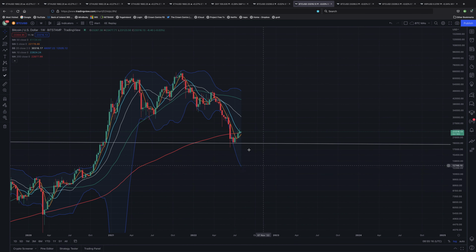And it's the first closure, so I would be looking for a retest and then another candle. So I believe the months of August and September are going to be crucial, if we hold the support.